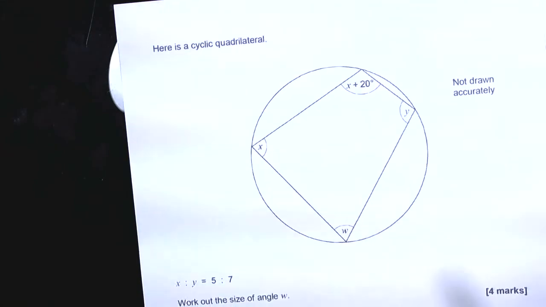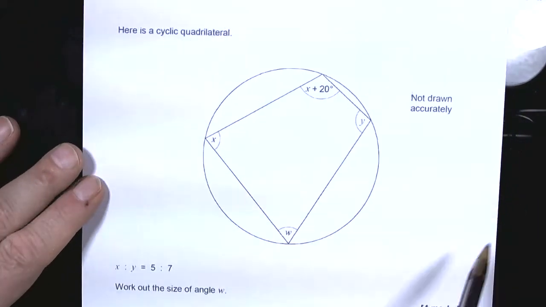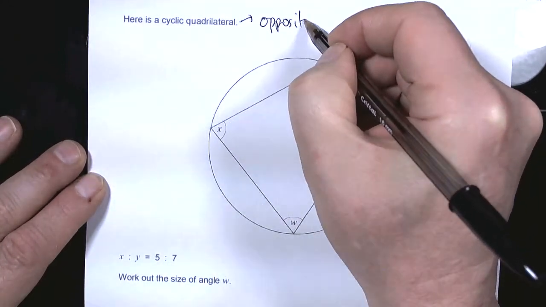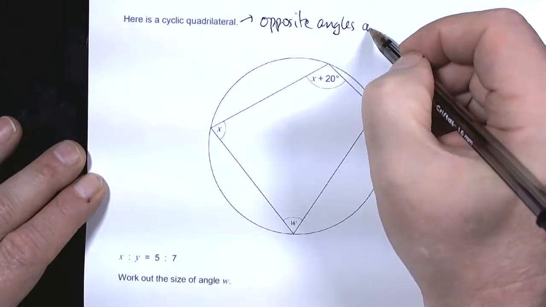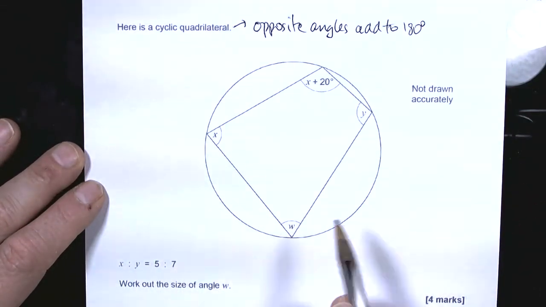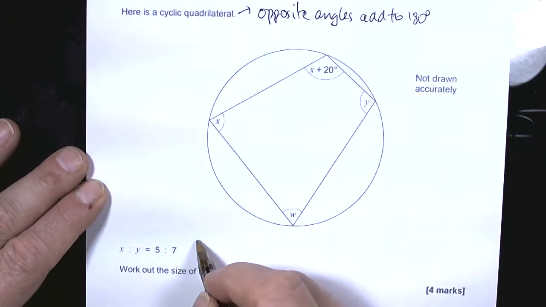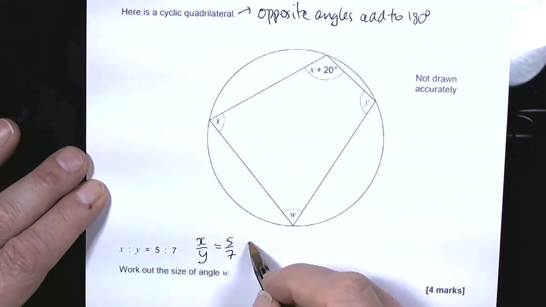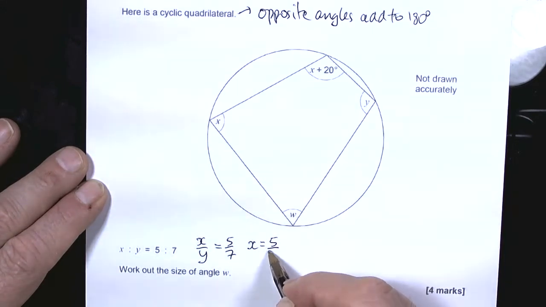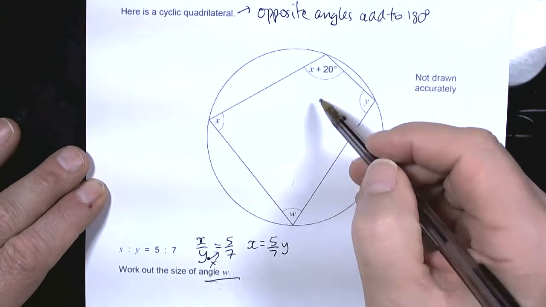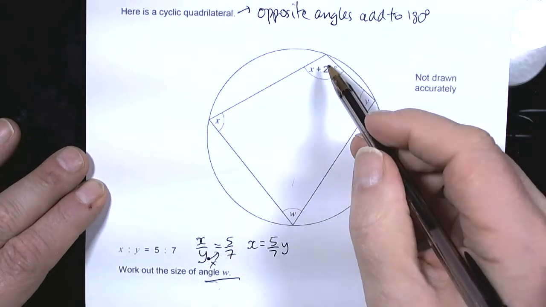So this question talks about a cyclic quadrilateral. So what do we know about that? Then we know that opposite angles add to 180 degrees. We're told a ratio here, so therefore we can work with this idea that x over y is equal to 5 over 7. So we can change that into x equals 5/7 of y. The y can come across by timesing. And we want to work out the size of angle W. So those two must add up to 180. So that means we need to find the value of x.